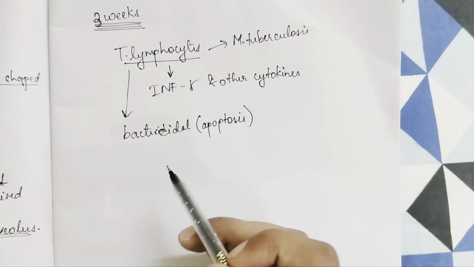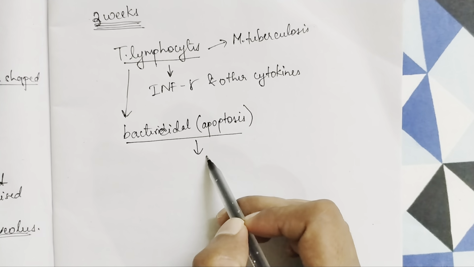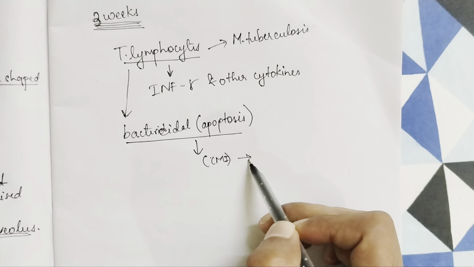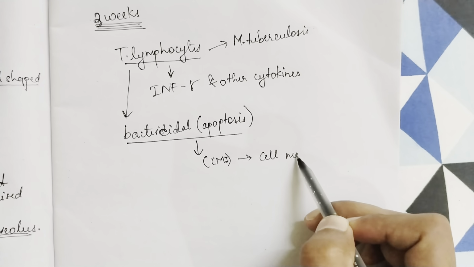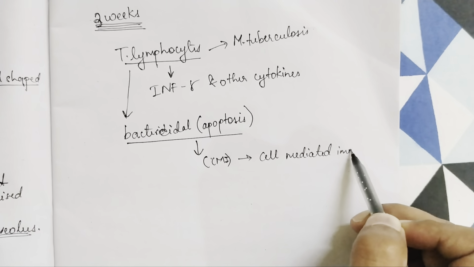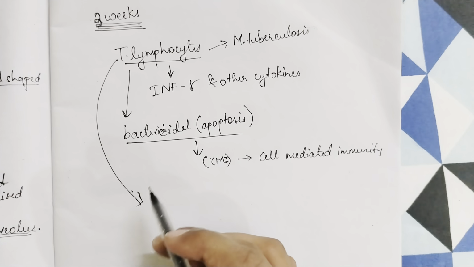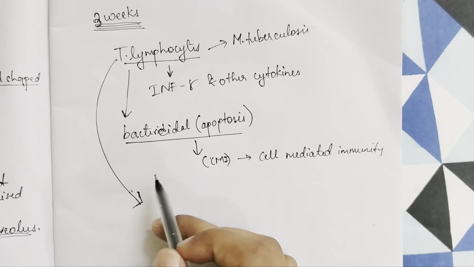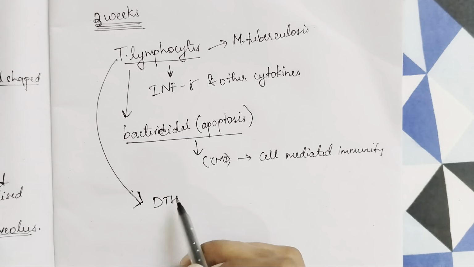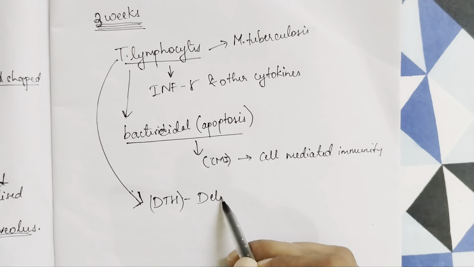After that, this is called CMI, which is cell mediated immunity. And after that, the rapid activation and proliferation of the T lymphocytes is called DTH. DTH means delayed type hypersensitivity.